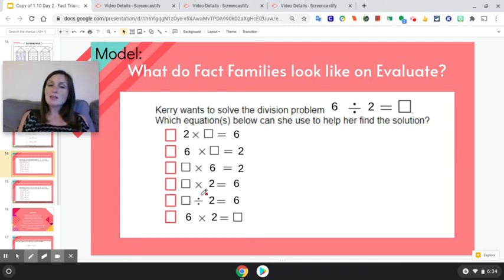So that means this time there's not only going to be just one answer, but there could be two or three, or maybe it's still only just one. It could be multiple. We're not sure. So that's why it's really important to make sure we know fact families.